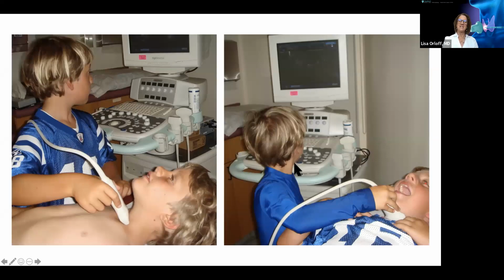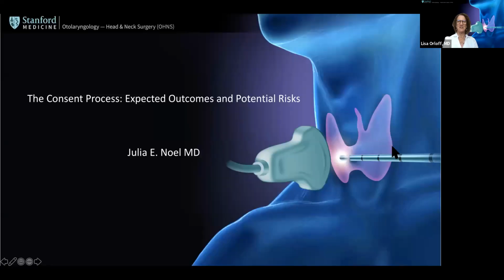But I would just say it's never too early to start to learn ultrasonography and to gain proficiency in this. And this is, again, the sine qua non by which RFA is guided. So I'll turn it back over to Dr. Noel, who will talk about the consent process.